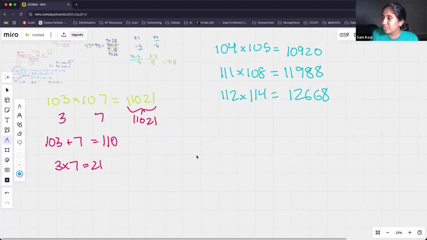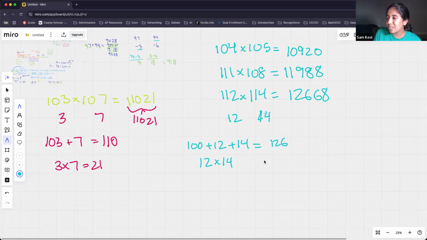So for the first part, what is the difference from 112 and 100? How far is, yeah, good, it's 12. Okay, perfect. What about 114 and 100? 14, absolutely. So what we're doing is we're going to do 100 plus 12 plus 14. So what is that sum? 126, good. I'm not going to write down my 126 yet. Instead, I'm going to do 12 times 14. What is 12 times 14? 168, good. And you do this using difference of squares.